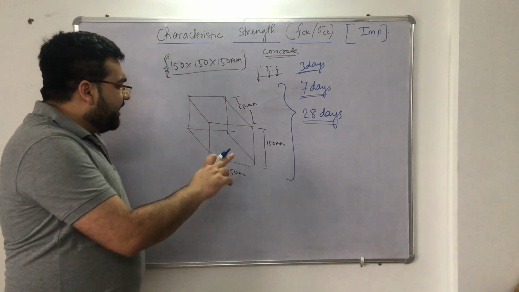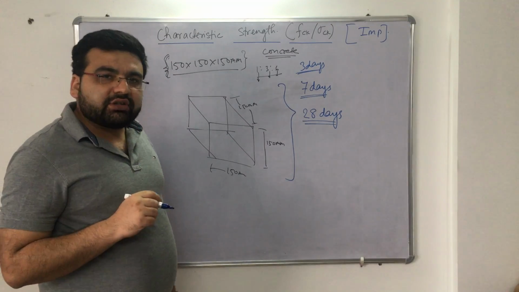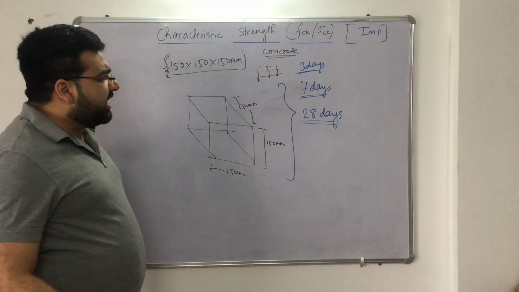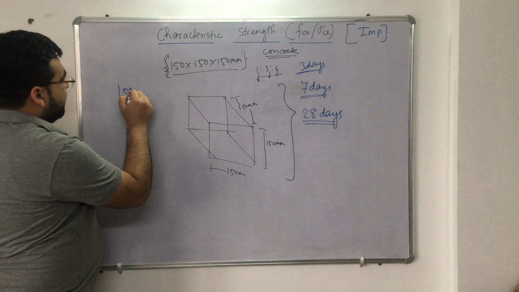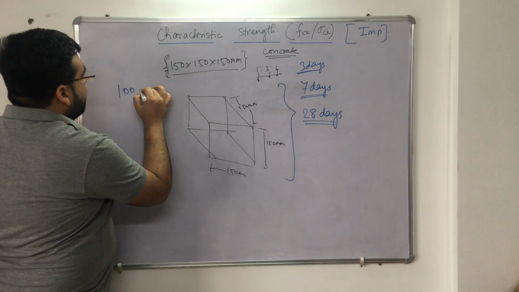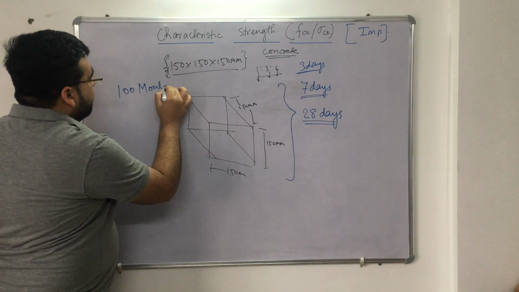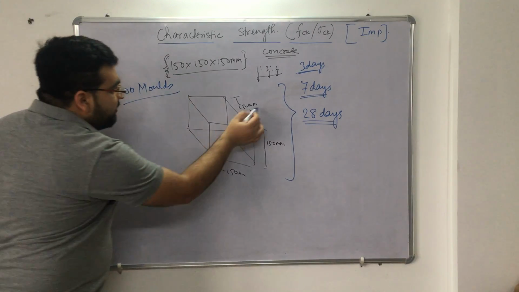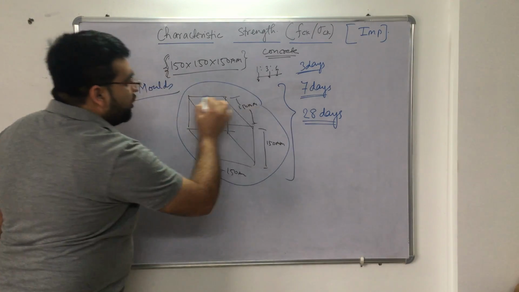Do you think we only make one mold? No, that's not the answer. We make n number of molds. Let us say, for example, you make 100 molds. You have made 100 molds of 150 into 150 into 150 mm.